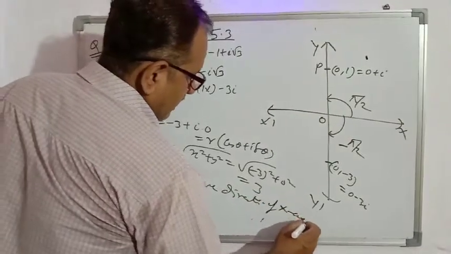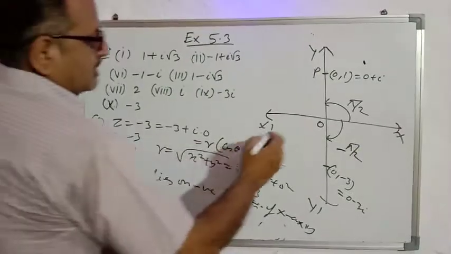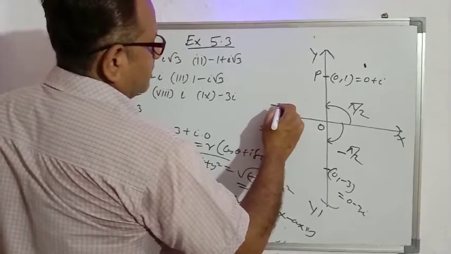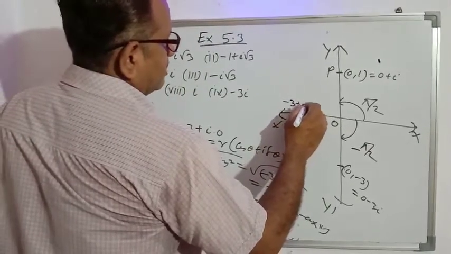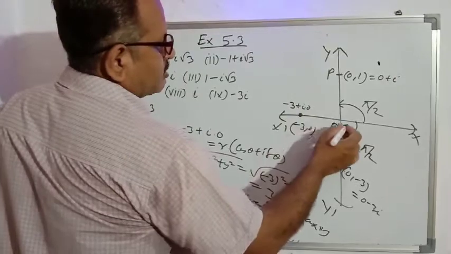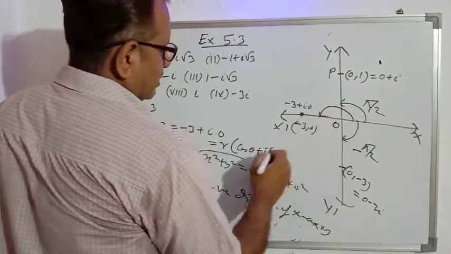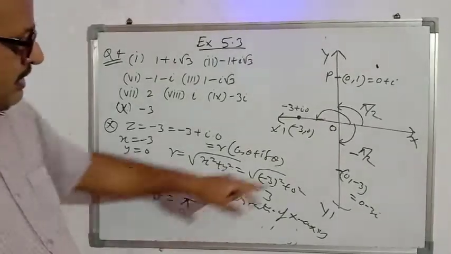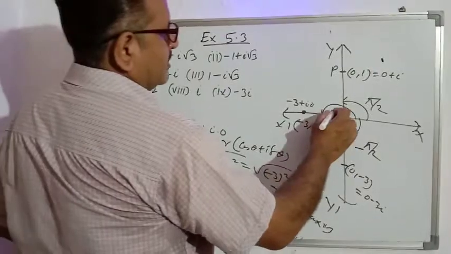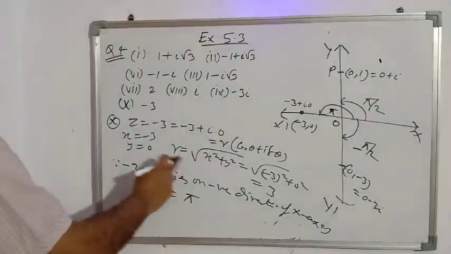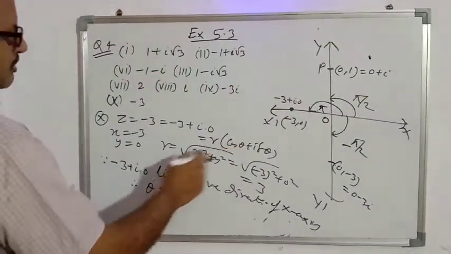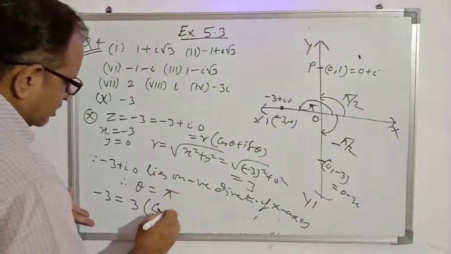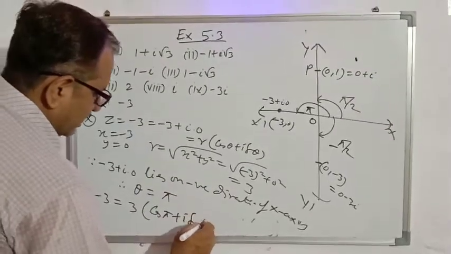We will write since minus 3 plus I into 0 lies on the negative direction of x-axis. Negative direction of x-axis means here. It will be minus 3 comma 0. So this point will represent minus 3 plus I into 0. So what will be the angle? Angle will be this. So therefore theta will be 180 degree. Pi means 180 degree. So we will take r is equal to 3 and theta is equal to pi. So minus 3 can be written 3 cos pi plus I sin pi.